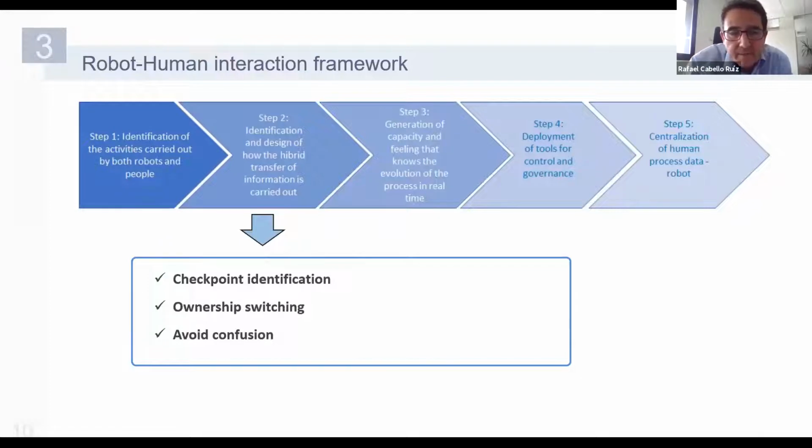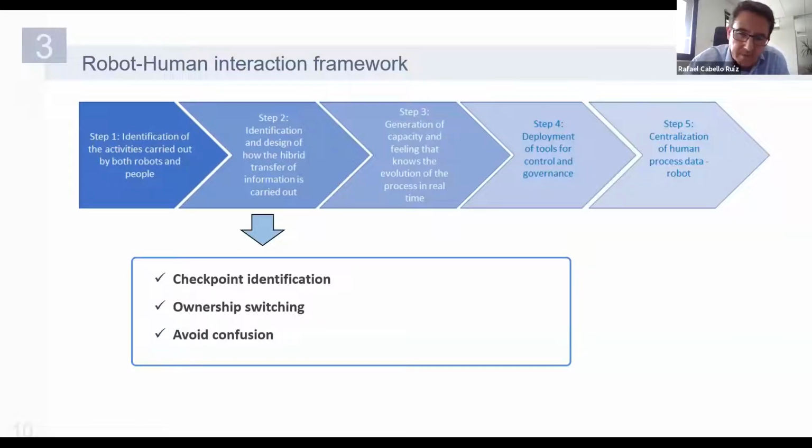And second, step number 2, you have to identify the checkpoint. What does checkpoint mean for us? A checkpoint is when the action that has been done by the robot switches, and from that point, the process is carried out by the humans. So there is a switching of the ownership of the process, and the process goes.